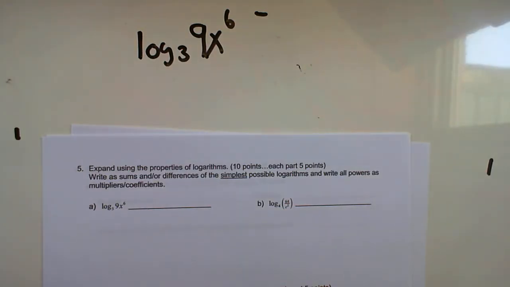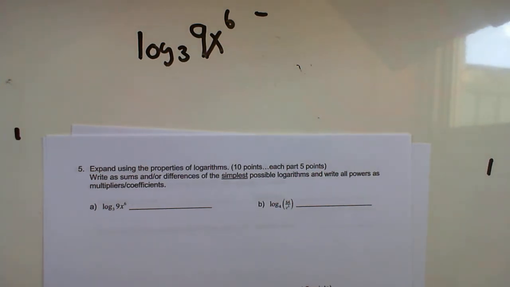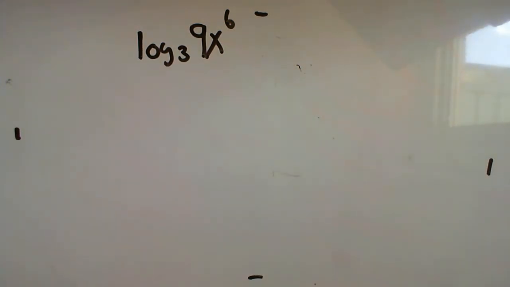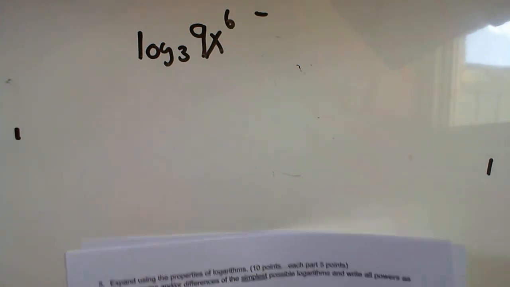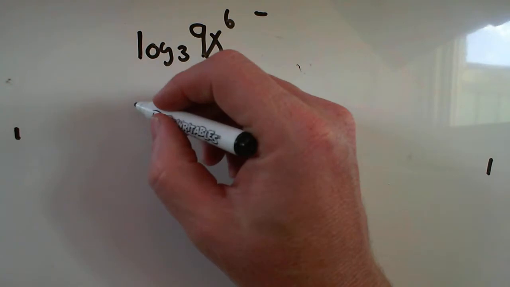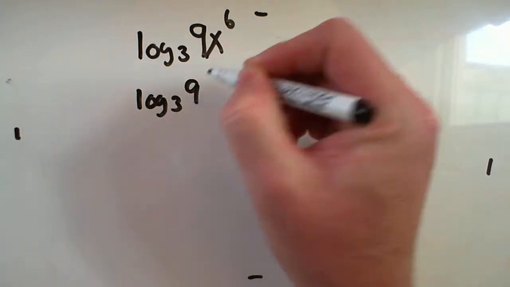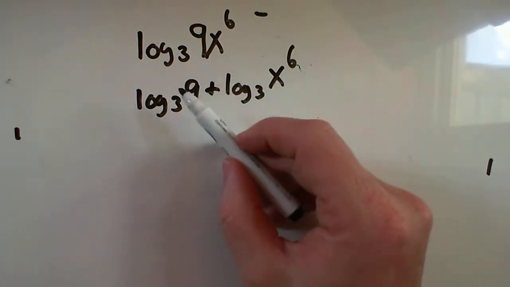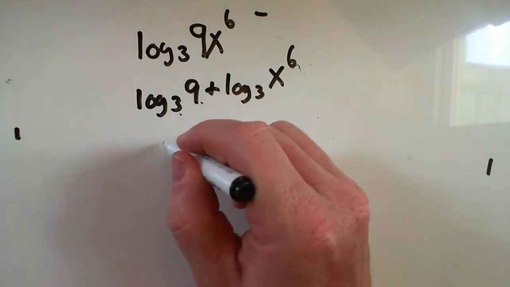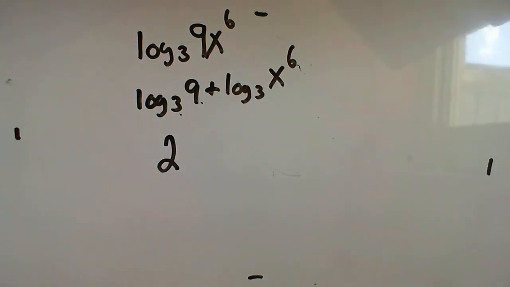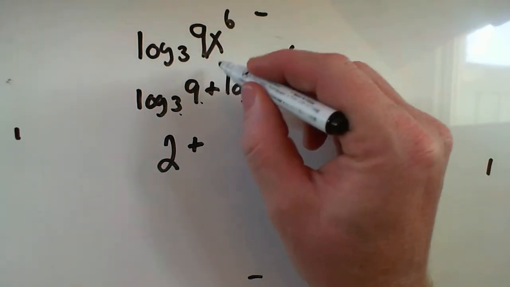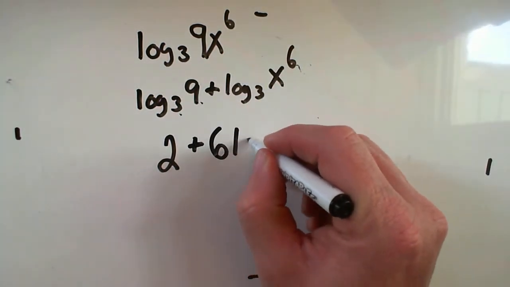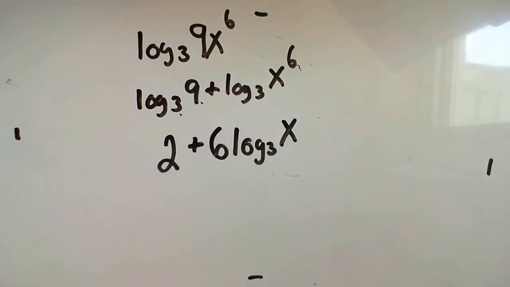Next, we need to expand using the logarithmic properties. Write as sums and differences in the simplest form possible. Write all powers as multipliers and coefficients. So we start with log base 3 of 9x to the 6th. We can break this apart and make it into log base 3 of 9 plus log base 3 of x to the 6th. 3 to what power gives us 9? 3 to the second power gives us 9, so that piece is just 2. Plus, I can swing the 6 down in front, and that is 6 log base 3 of x.